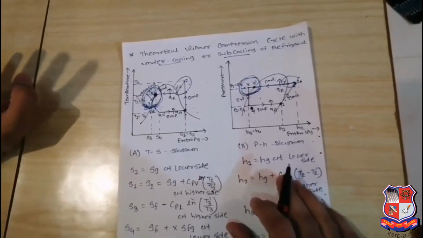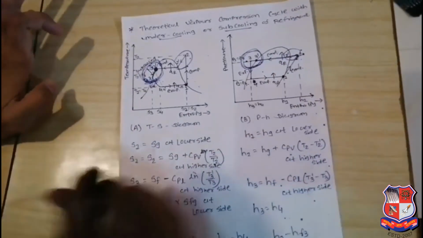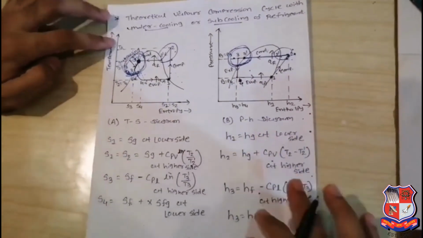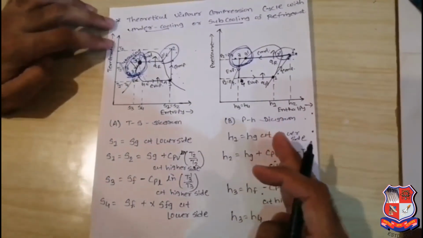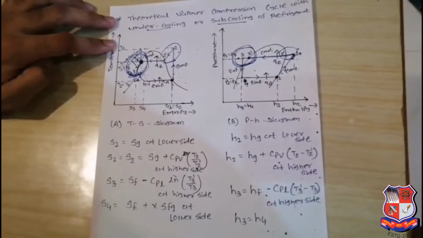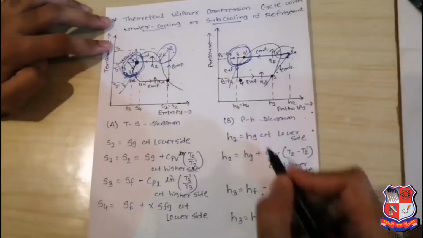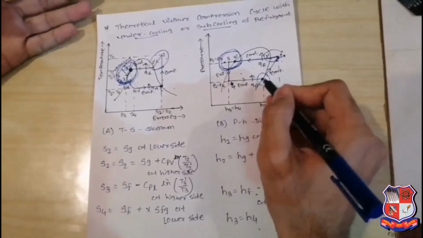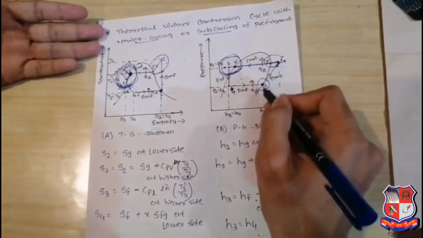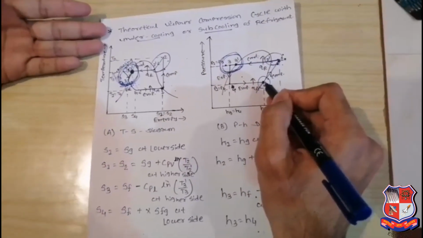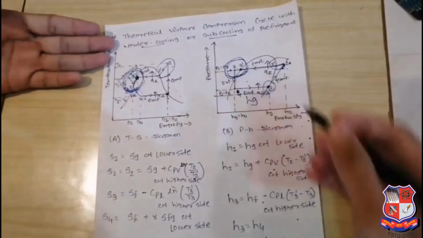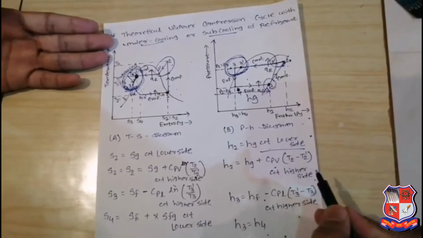Now we are going to discuss the pressure-enthalpy and TS diagrams, which are over. Now we are going to discuss the enthalpy and entropy. First of all, the enthalpy. The H1 point is on the vapor side of the saturation curve, so you can directly take it as Hg. H1 is equal to Hg at the lower side.